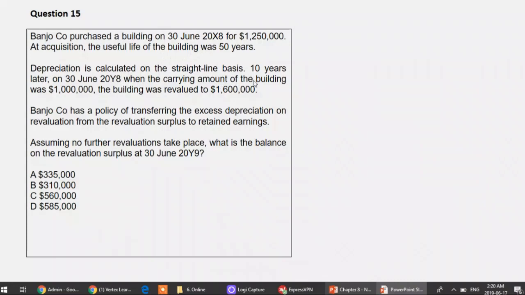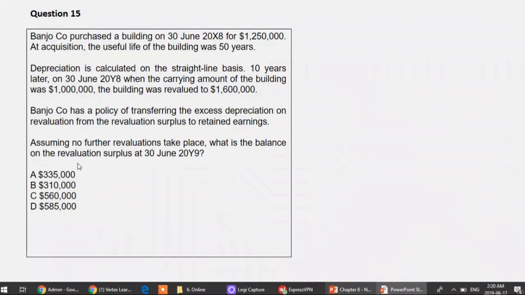When the carrying amount of the building was 1 million, it means that we purchased it for 1.25 million, we depreciated it, and after 10 years the book value is 1 million. The building was revalued to 1.6 million, so market value was higher. So this is a case of revaluation. And how much is the revaluation? Book value 1 million, market value 1.6 million, 600,000 is revaluation.